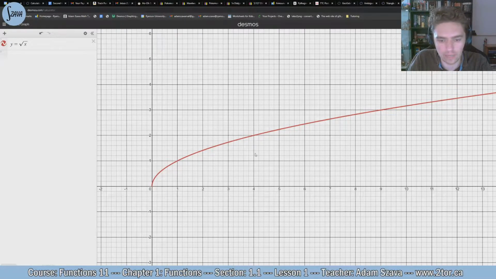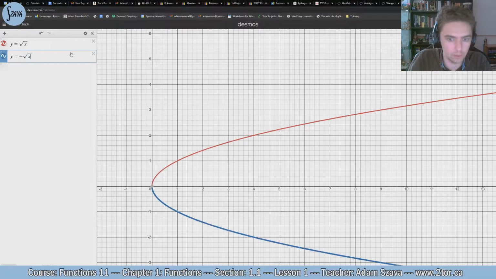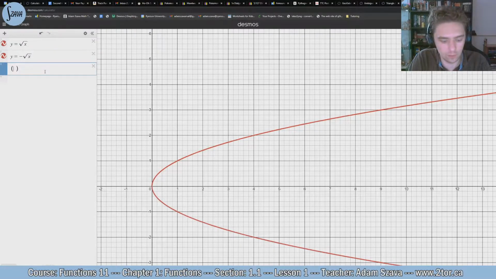So let's go to 4. The x value is 4. The y value will be 2. The thing is that this doesn't account for the negative one. This is just the positive square root. So the full relation would actually be kind of two equations here, and it would look like this. So what I'm saying is that for an x value of 4, the y value is both 2, that point there, and negative 2.